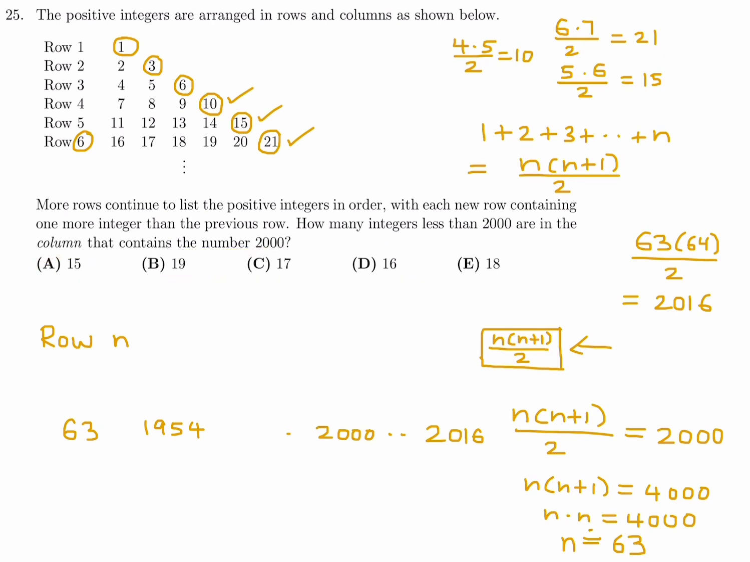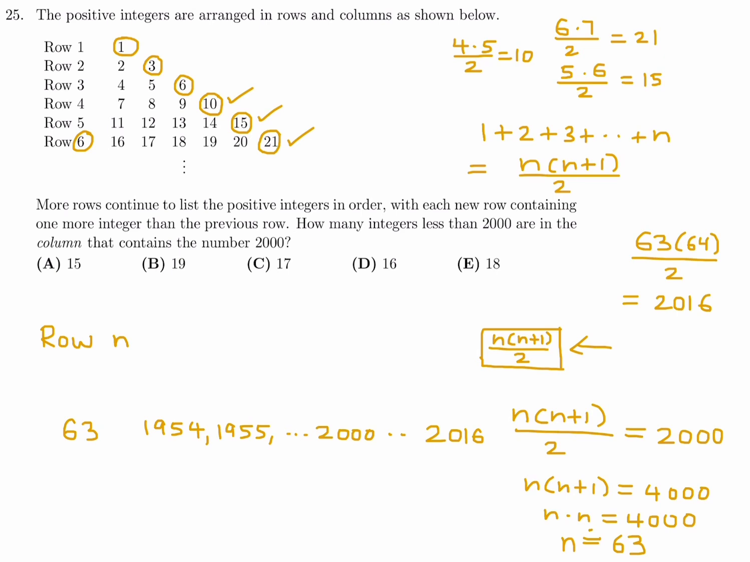Okay, so we got a pretty good result here. You got 1955 and so on, right? Dot, dot, dot. So we know that 2000 is in the 63rd row. Okay, but they want you to figure out what column also. Okay, you say, oh boy. Well, I got the row, but they want me to figure out the column.